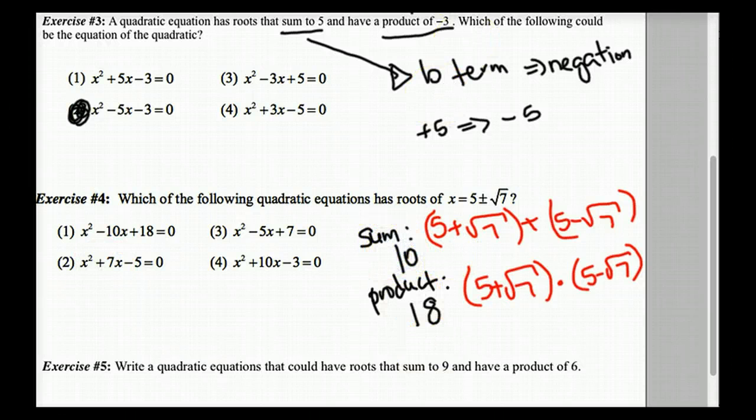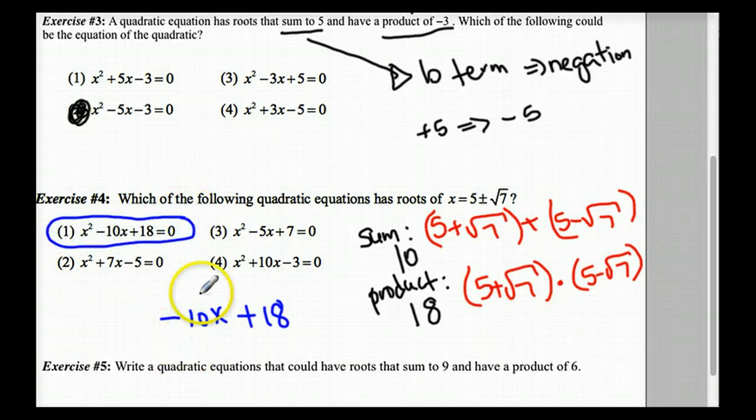Now that I have these two, I know when I'm writing my quadratic, it will have a negative 10x plus an 18. And we know that's choice 1. Why is it negative 10? Remember, the sum is always the opposite. And this is my b term, and the product is my c term.